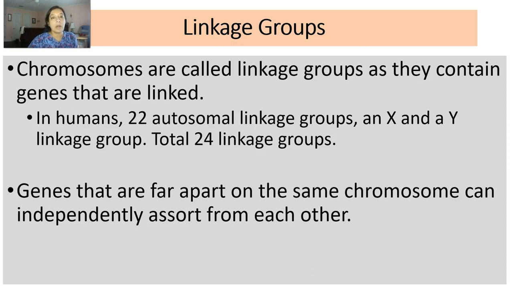Chromosomes are called linkage groups. Each chromosome is a linkage group, and it is going to contain the genes that are linked to each other. So if you have a gene on chromosome 4 and the other gene is on chromosome 9, then you already know they're not going to be linked. In humans, you have 22 autosomal linkage groups and an allosomal sex linkage group, which is your X and Y. X and Y count as 2 because it's an X chromosome and a Y chromosome. So there are a total of 24 linkage groups available in humans.